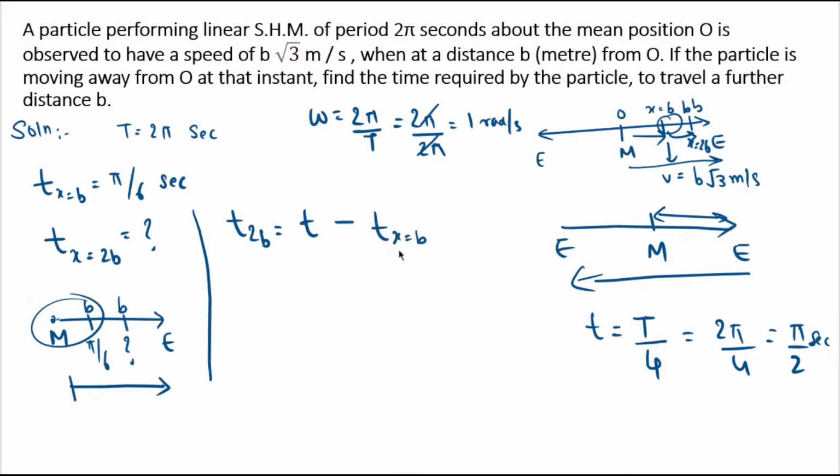that is T at x equal to b. So this will become pi by 2 minus T at x equal to b, which was pi by 6, which when we calculate comes out to be pi by 3 seconds. So the particle takes pi by 6 seconds to come a distance b from the mean position and pi by 3 seconds to come another distance b from the previous position. I hope you understood this sum. Let's look at the next sum.